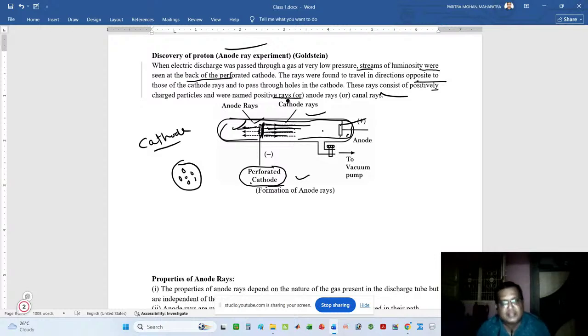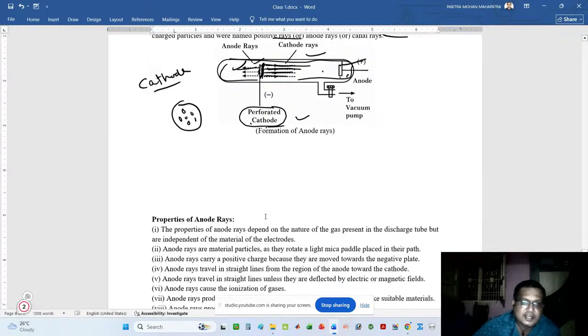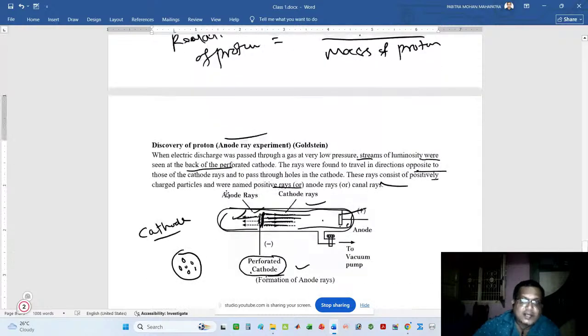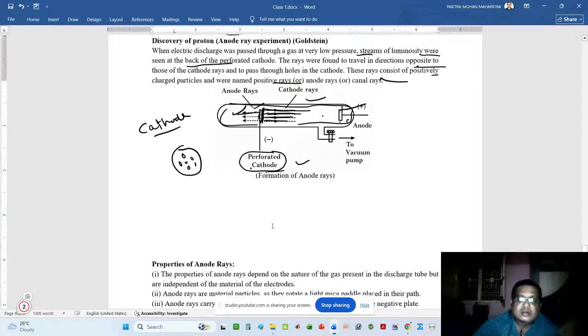He just modified the cathode from the discovery of the electron in the cathode ray experiment. J.J. Thomson took the solid cathode, but here Goldstein performed the same test, and he took the perforated cathode. That means there are some holes present in the cathode. Then what are the observations?